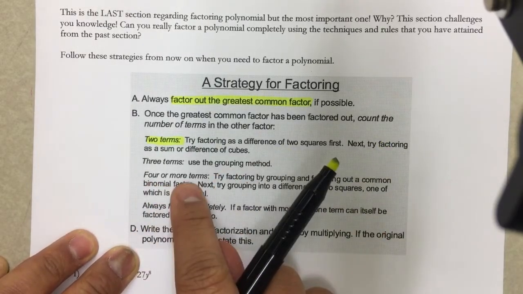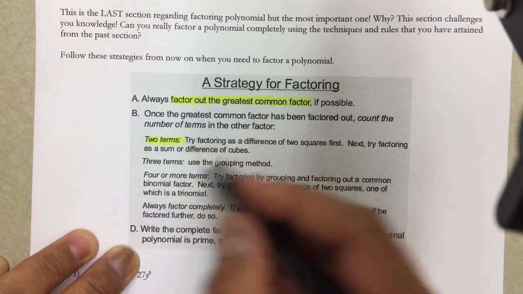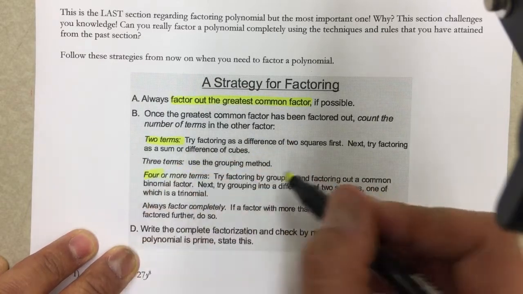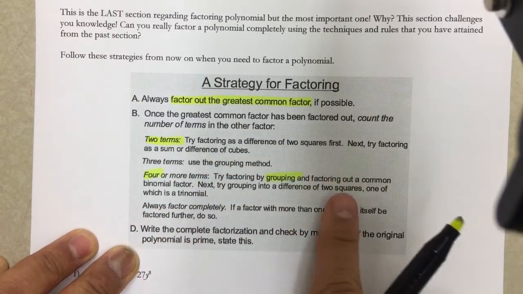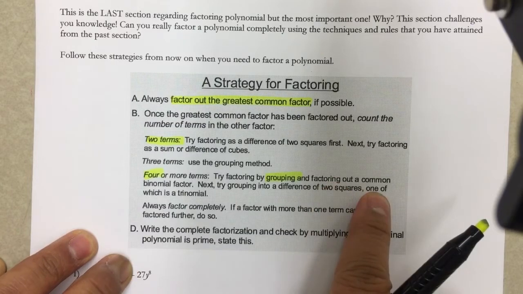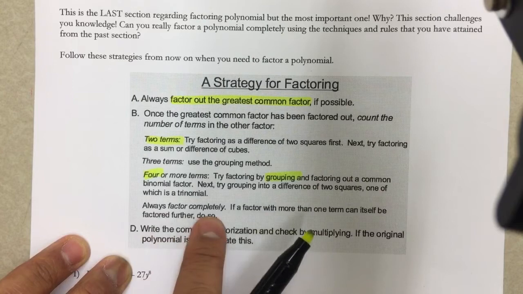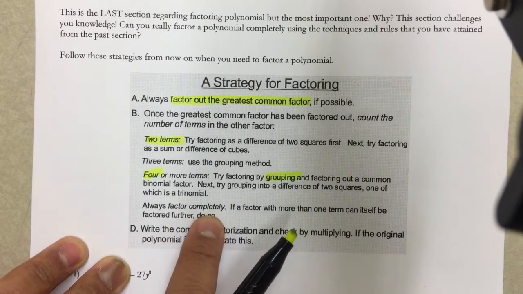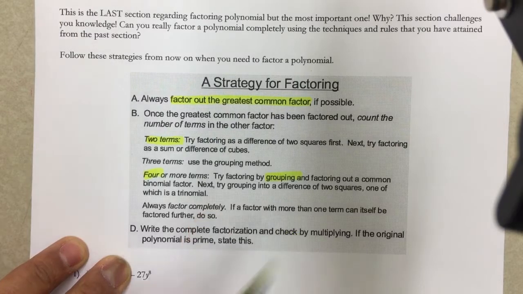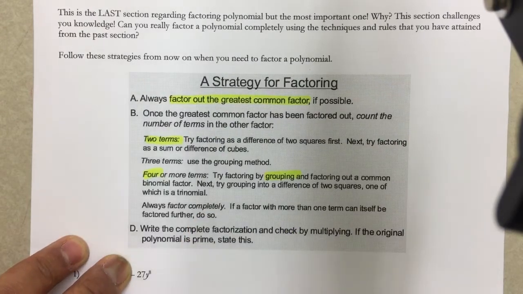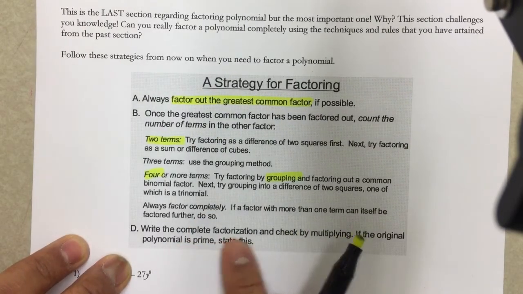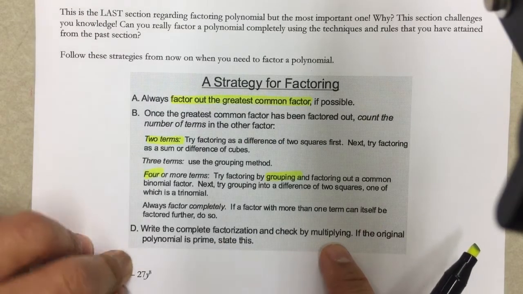If you see 4 or more terms, then try factor by grouping, and factor out a common binomial factor. And then always factor completely. In other words, you factor so that it's not possible to factor any further, and that's what we mean by factoring completely. Write the complete factorization and check by multiplying.